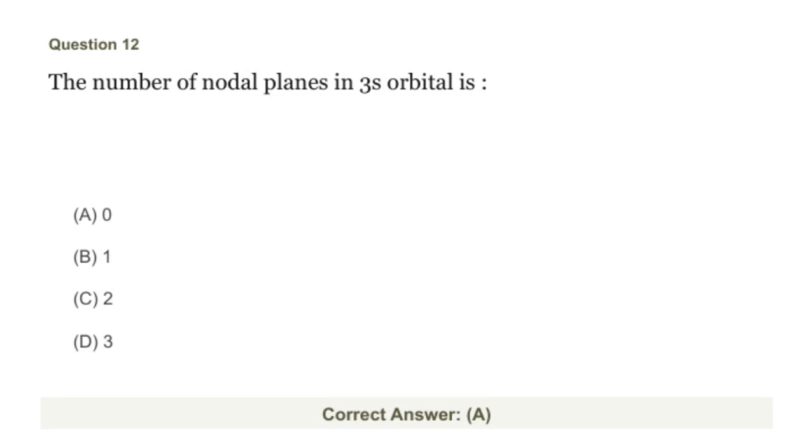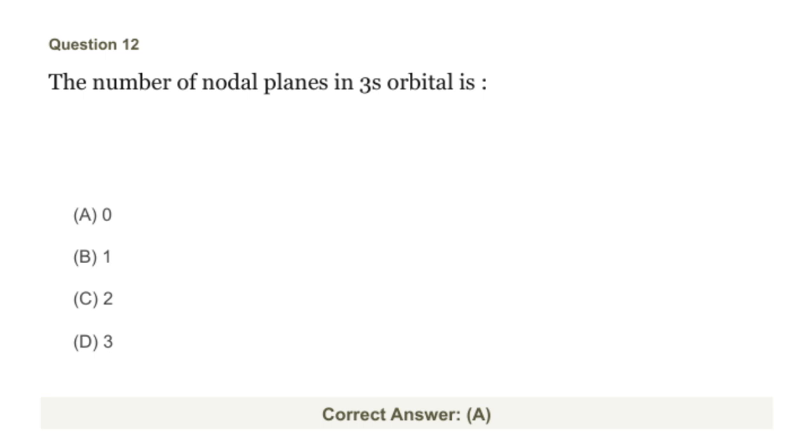Let's take a look at this question about the 3s orbital. The key thing here is understanding what a nodal plane actually is. Nodal planes are regions where the probability of finding an electron is 0. Now, for the 3s orbital, which is a spherical shape, we need to determine how many of these nodal planes it contains. The correct answer is A, which is 0. That means the 3s orbital doesn't have any nodal planes.